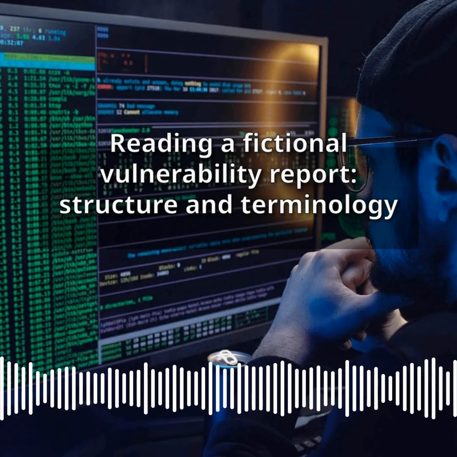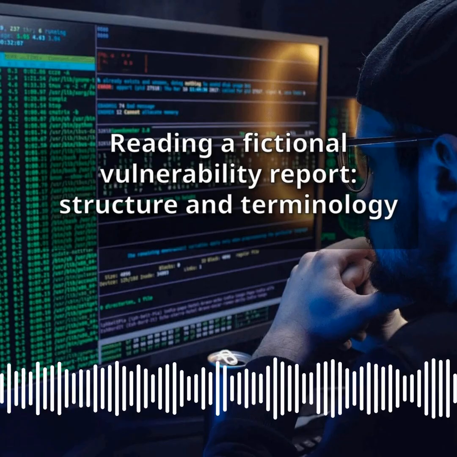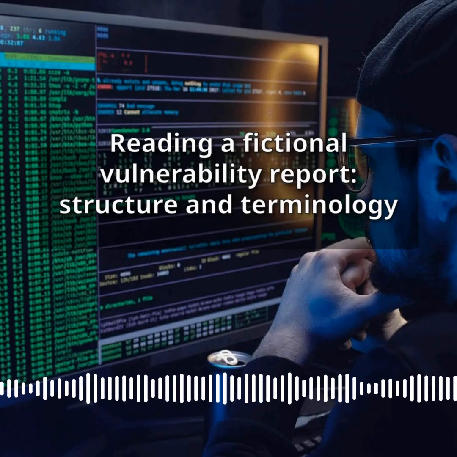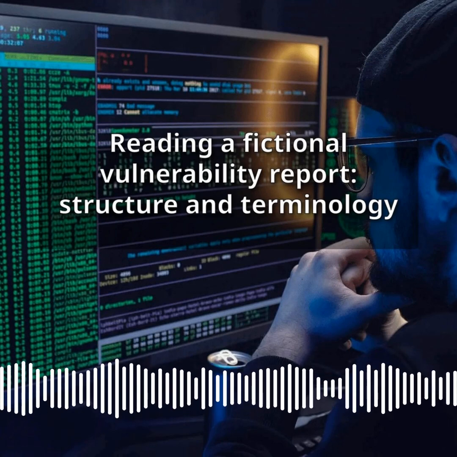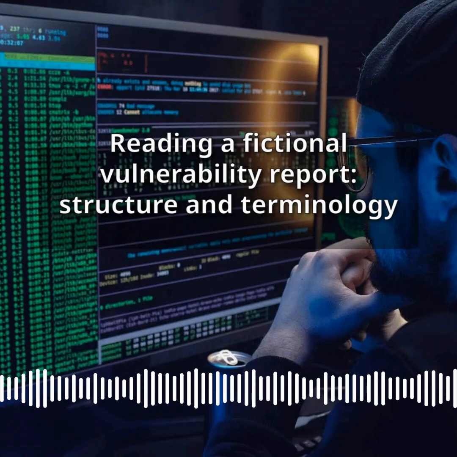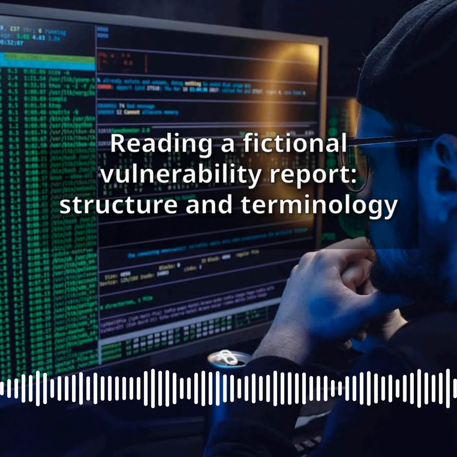This course walks you through the anatomy of a vulnerability report using a fictional but realistic example, explaining each section, the terminology used, and why each element matters in a professional context. You have already explored the Open Web Application Security Project Top 10, mapped security checks onto a delivery pipeline, and practiced placing security tests into existing workflows. Now it is time to understand what the output of those tests actually looks like in written form.